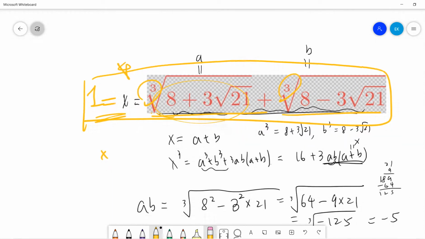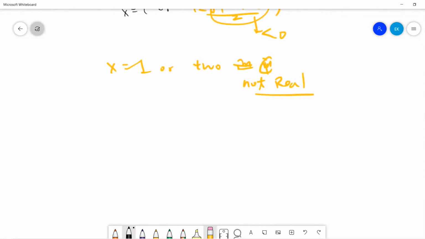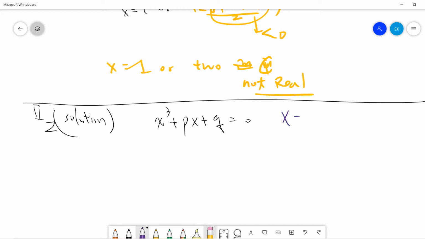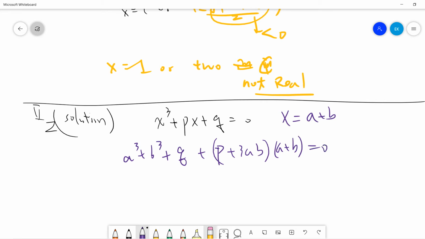Now I want to talk about the second idea, the second solution. The second solution is basically you learn how to solve the cubic equation. I will provide a video link if you don't know how to solve this type of equation. One idea is that if you have x cubed plus px plus q, the way to solve it is to let x be a plus b, and then you just plug in, separate into this, and you demand these two be 0.